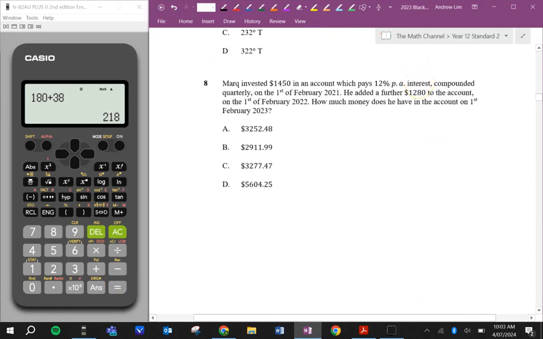Question 8. Mark invested $1,450 in an account which pays 12% per annum interest compounded quarterly on the 1st of February 2021. He added a further $1,280 to the account on the 1st of February 2022. How much money does he have in the account on 1st of February 2023?